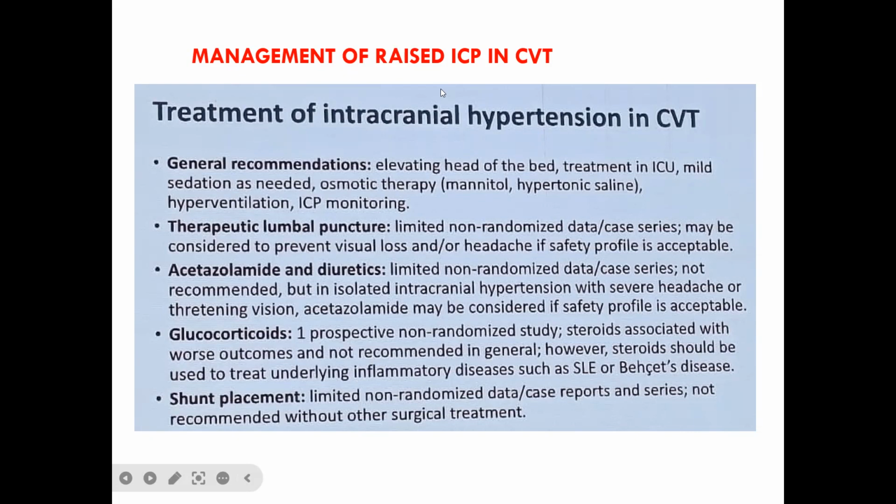Okay, these are all the recent guidelines. You can use therapeutic lumbar puncture and acetazolamide in a case of cortical vein thrombosis with raised ICP which is leading to visual deterioration, and glucocorticosteroids only in a case of inflammatory disorders that are causing the cortical vein thrombosis. And there is no role of shunt placement. Okay, next slide. Any doubt in this slide?